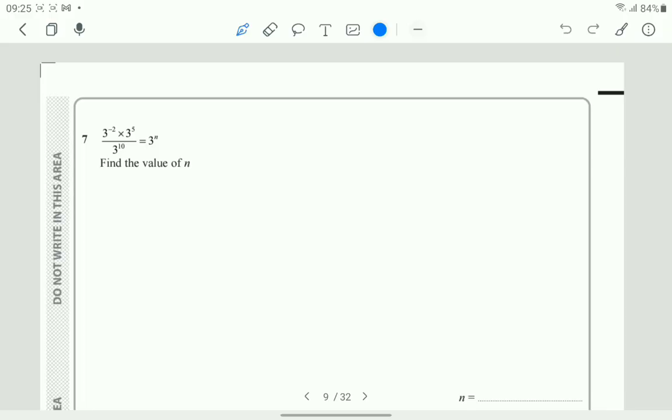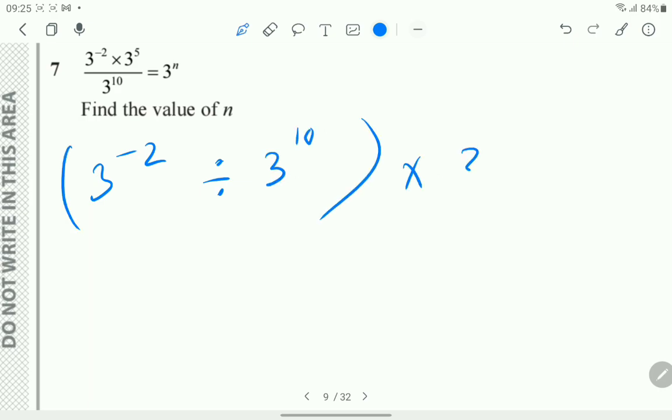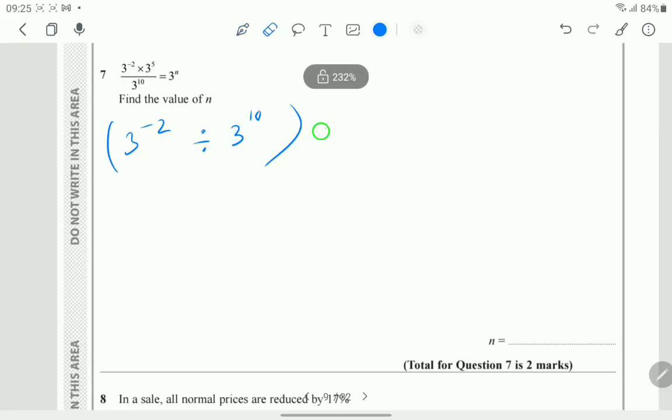7. Find the value of n, where the expression is 3 raised to the power minus 2 into 3 raised to the power 5, whole divided by 3 raised to the power 10. In order to explain, I would like to take these fractions apart and solve them separately. So this is 1, and 3 raised to the power 5 is separate from that. Note that when we need to convert a power from negative to positive, we take a reciprocal.